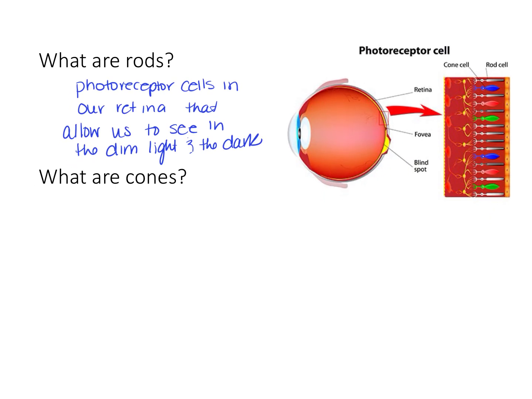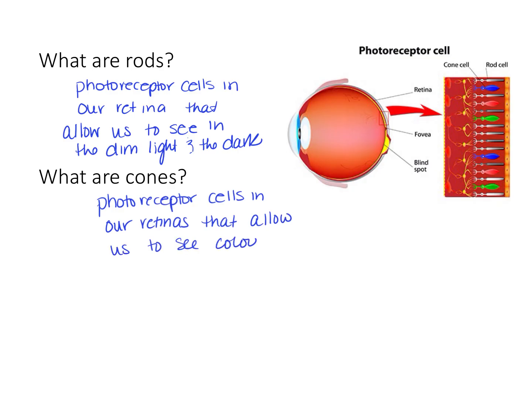So the cones are receptor cells in our retinas that allow us to see color. Right? So despite the fact there are only 3 different types of cones versus only one type of rod, there are far fewer cones than rods, with only 1 cone for approximately every 20 rods.